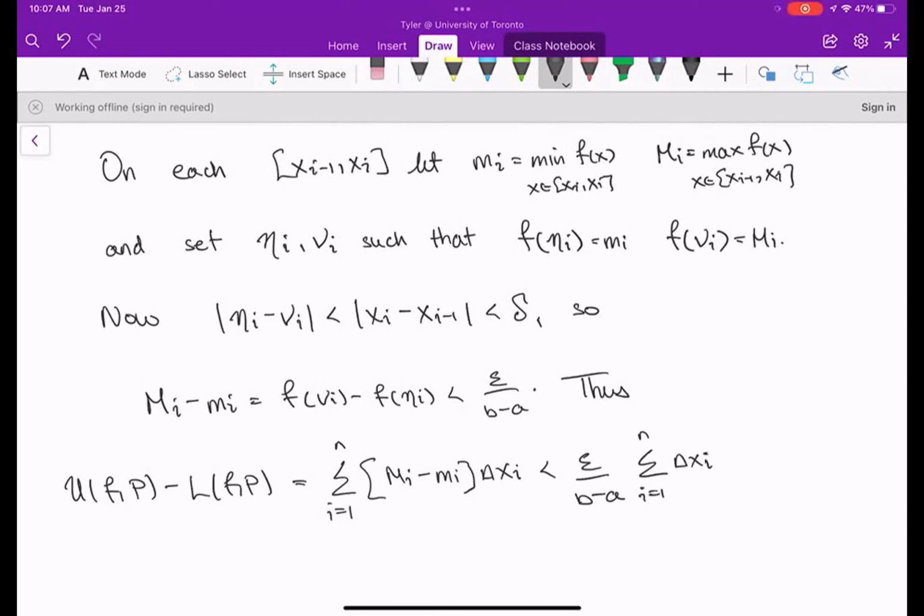Right? But think about what that sum is. First of all, it's a telescoping series. If you actually write it out, it is a telescoping series. But alternatively, it's just the length of each of the subintervals, right? And you're just going to add up the lengths of all the subintervals. What do you get? Well, you get the length of the entire interval, which is b minus a. And that's what we wanted to show. Okay.